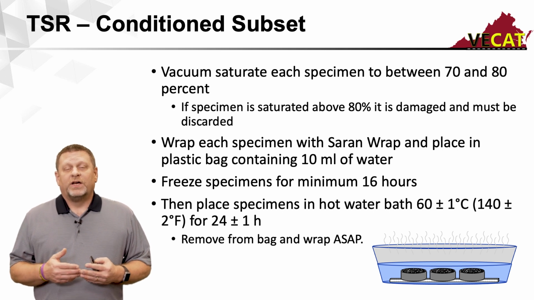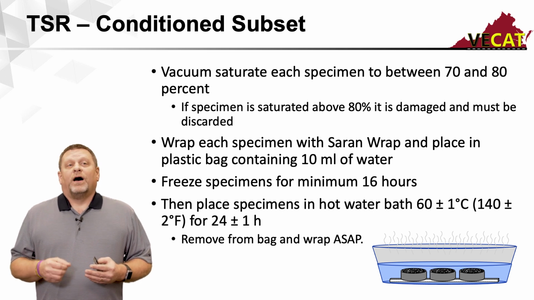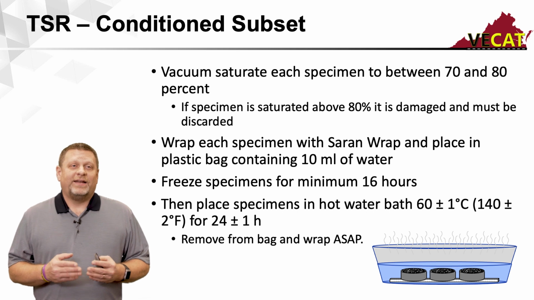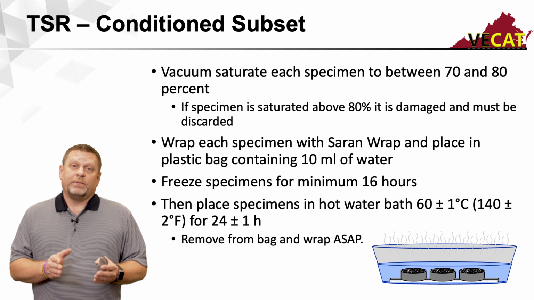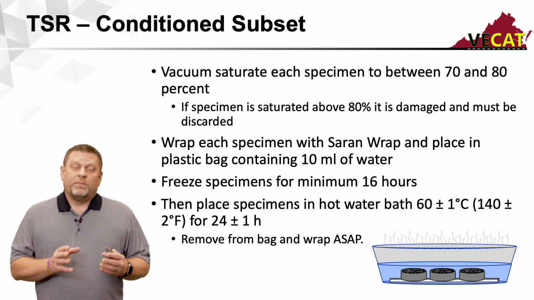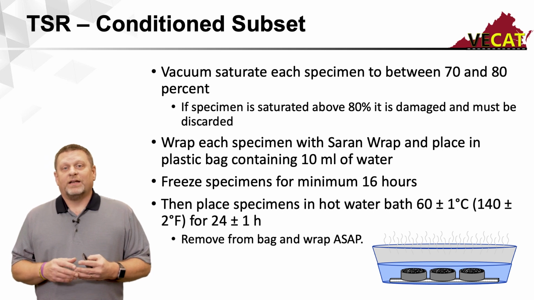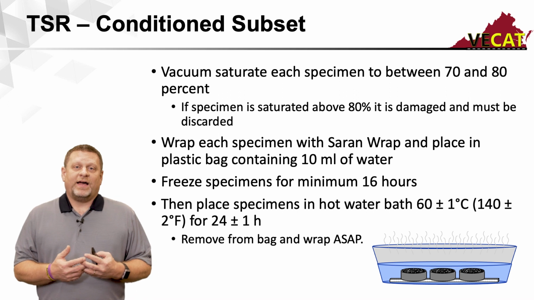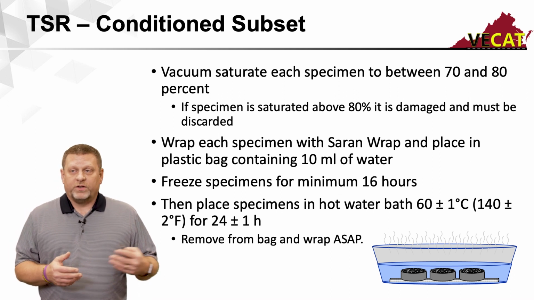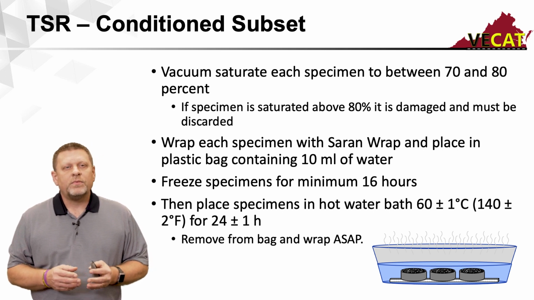One word of caution, you want to vacuum saturate at a much lower pressure than we normally run a rice sample at. Also note here that if any specimen is undersaturated, you can resaturate it to get it between 70 and 80%. But if a specimen goes above 80%, it is damaged, and again, the specimen would have to be discarded. That is another reason why we would like to have an extra specimen or 2 from our field production already made, so we can just slide it into this slot and keep going.